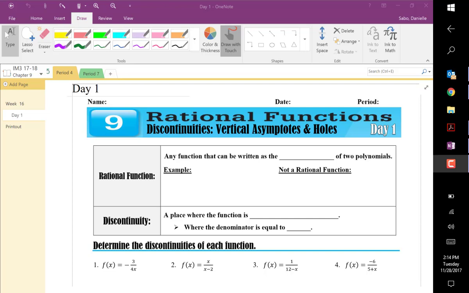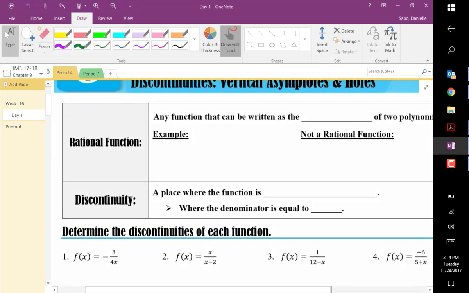The first part is just kind of like the wording of things. So rational functions is going to be any function that can be written as a ratio. So think rational, ratio. A ratio is like a fraction. Anything that can be written as a fraction or a ratio is going to be a rational function. So for example, something like x squared plus 1 over x minus 1. You see how it's a ratio.